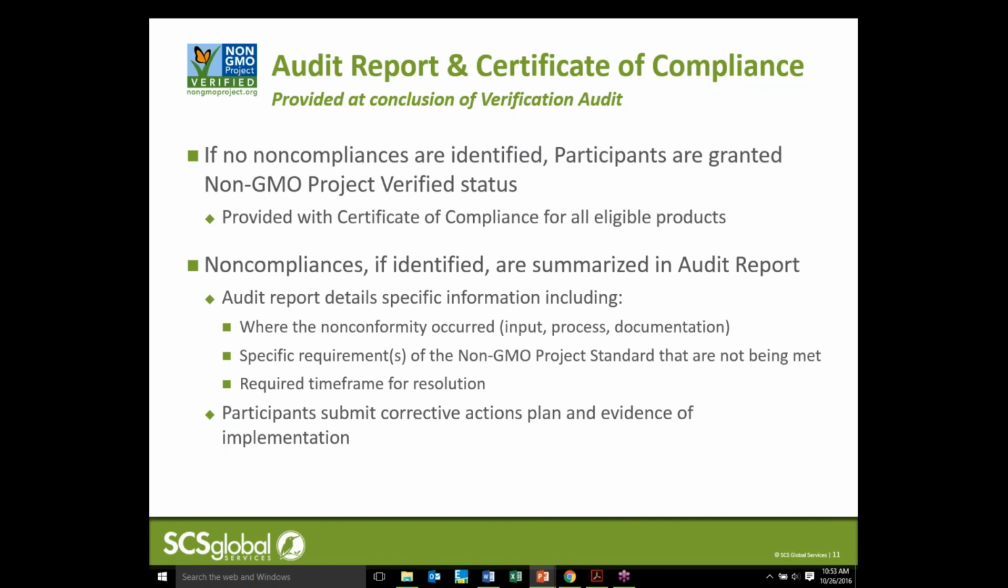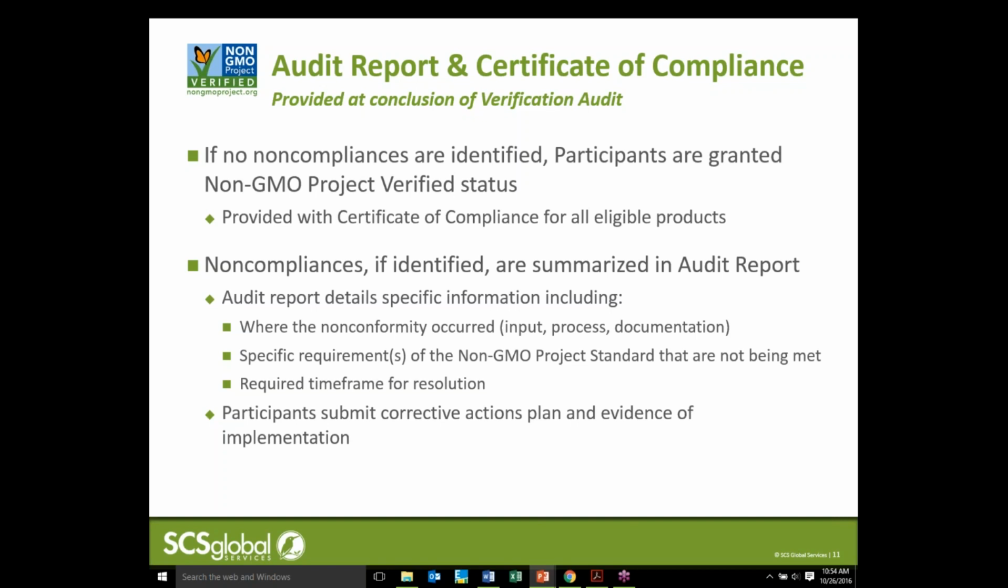So if non-compliances are identified during the course of your audit, most of them are correctable, and all will be summarized again in the audit report. And the audit report is going to include the key information that's shown on this slide. So information about where the nonconformity itself occurred. Was it an issue with an input? Was it with a documentation requirement? Or was it something in the process, such as insufficient segregation of inputs, say? It'll also include the specific requirements or the specific sections of the non-GMO project standard that are not being met, and it'll have a specific time frame that's required for resolution.